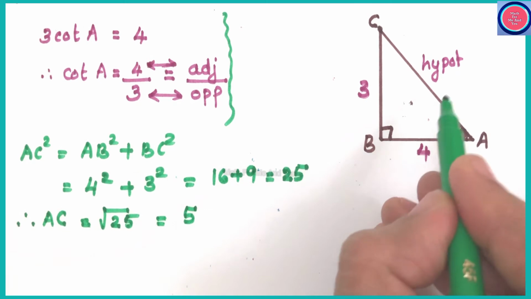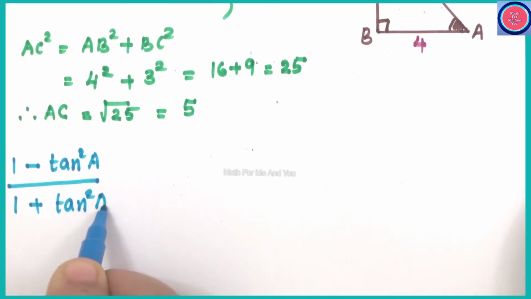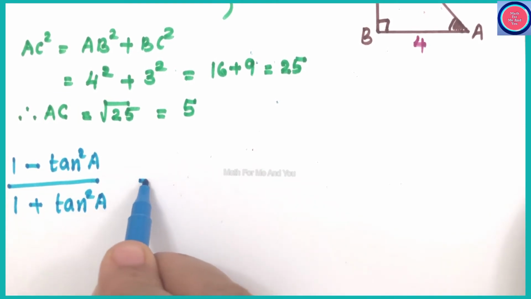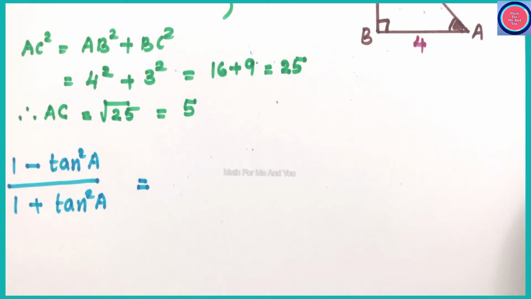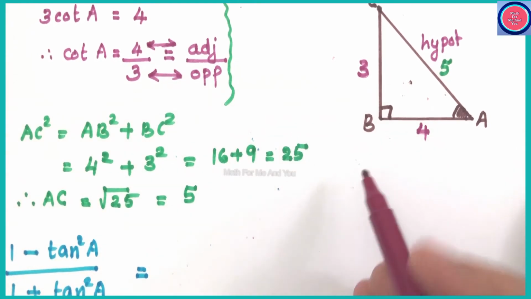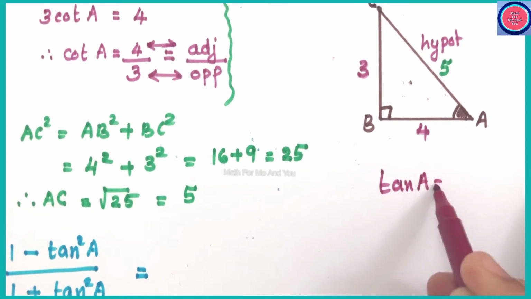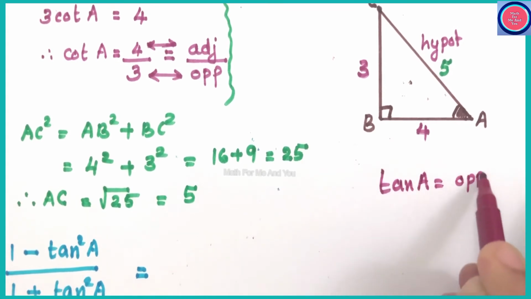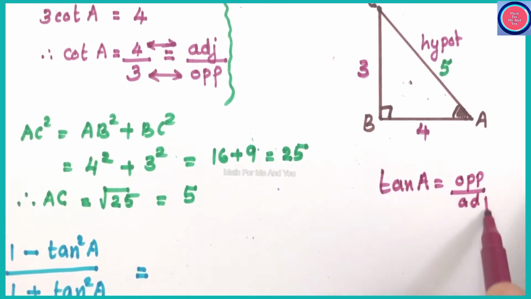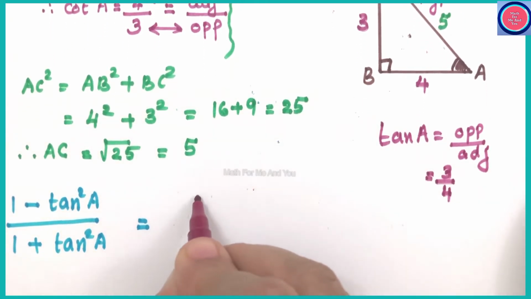Now we could mark in this picture, the hypotenuse of this triangle is 5 units. Now we can find the value of 1 minus tan square A divided by 1 plus tan square A using the right triangle, because all the 3 sides are given here. Tan A is the side opposite to the angle divided by the adjacent side, 3 divided by 4.